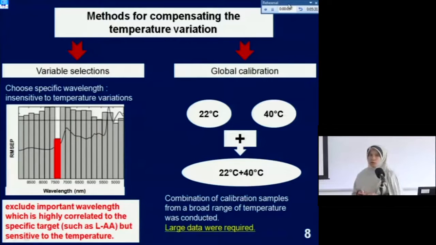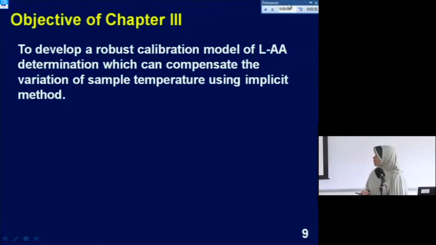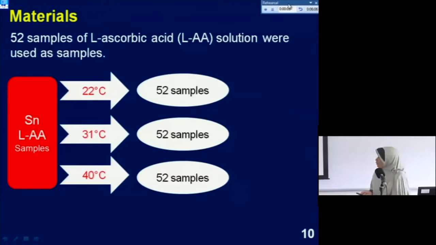In general, there are two methods for handling linear temperature variation. First is variable selection, and the second is global calibration. In the present study, I will develop the global calibration model with implicit and explicit methods. So the objective of Chapter 3 is to develop a robust calibration model for LAA determination, which can compensate for the variation of sample temperature using the implicit method. For this, 52 samples were used, and I measured the spectra of the samples at 3 different temperatures.